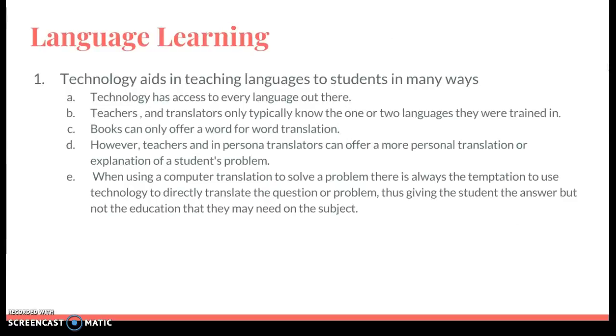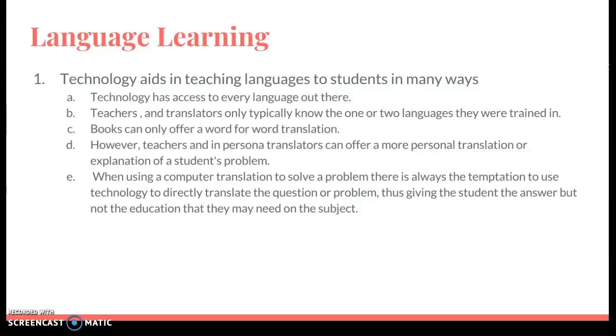Language learning. Technology aids in teaching languages to students in many ways. Technology has access to every language out there. Teachers and translators only typically know the one or two languages they were trained in, and books can only offer a word-for-word translation. However, teachers and in-person trainers can often offer a more personal translation or explanation of the student's problem.